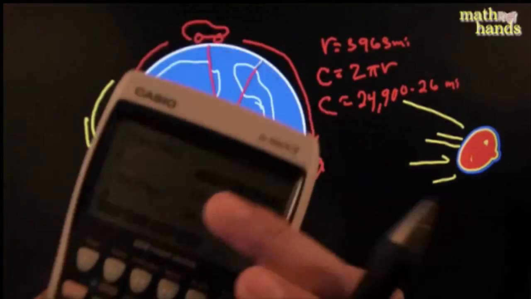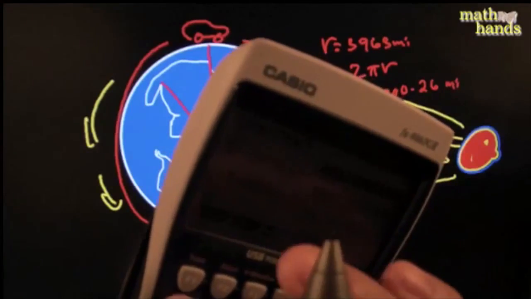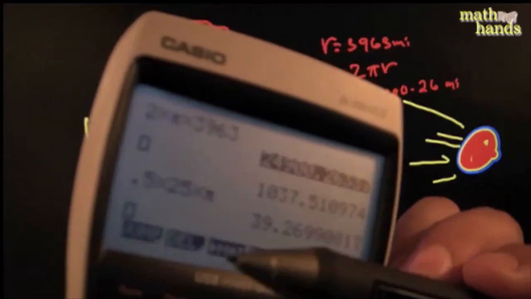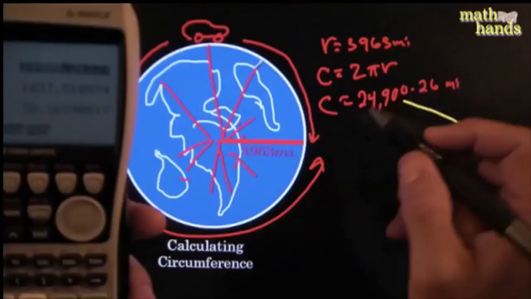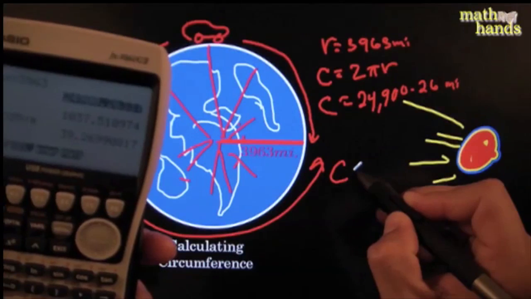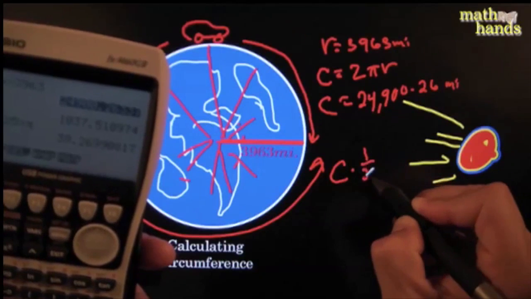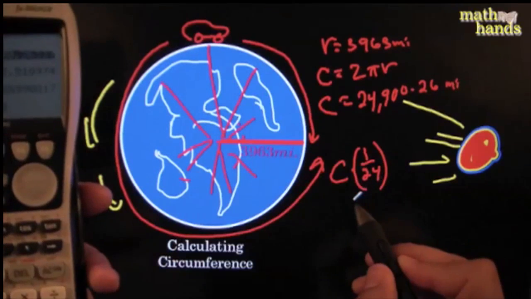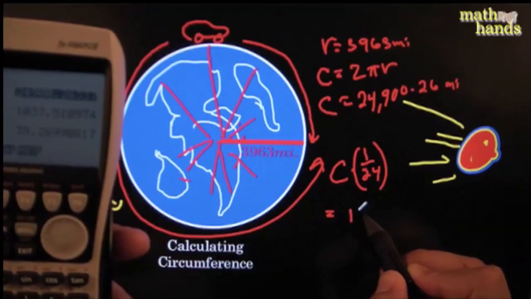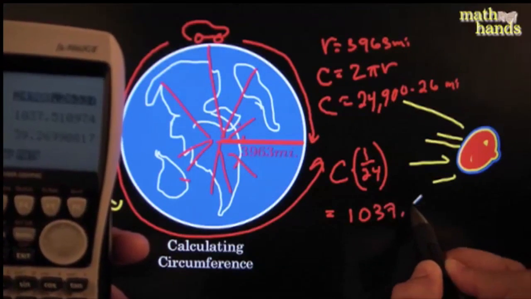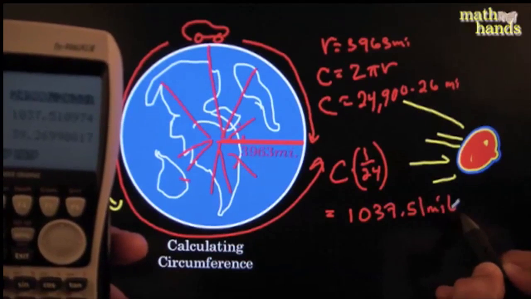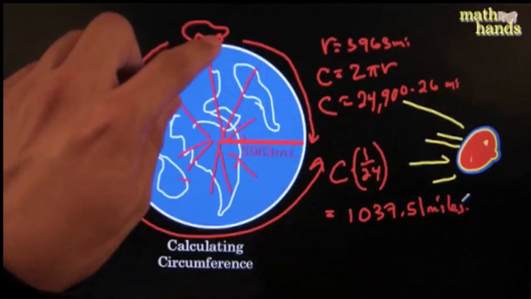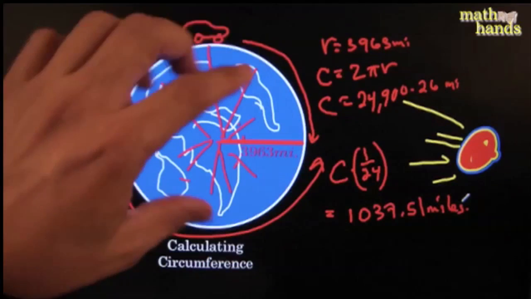So I would take that 24,900 and then divide it by 24, so I take the circumference and I multiply it times 1/24. That's the portion of the Earth that's being rotated every hour, and that would give me 1,037.51 miles. So in other words, if your car drove 1,037 miles every hour, you could afford to just stay on top of the Earth.